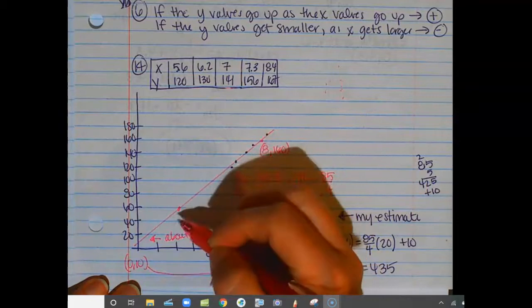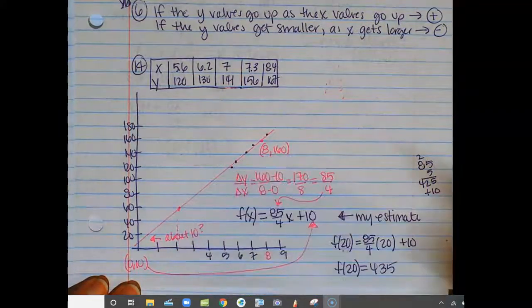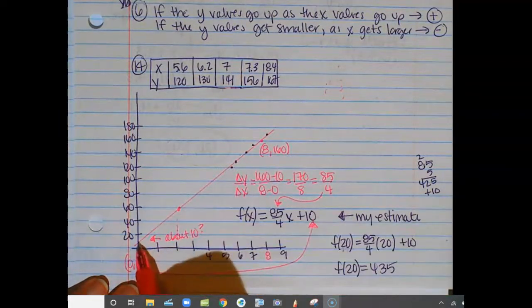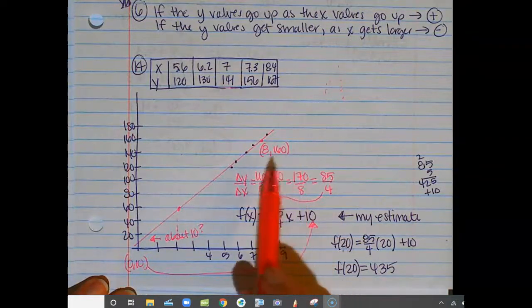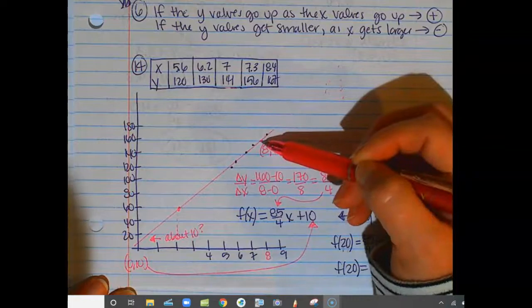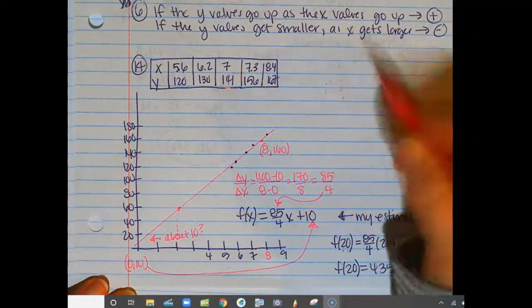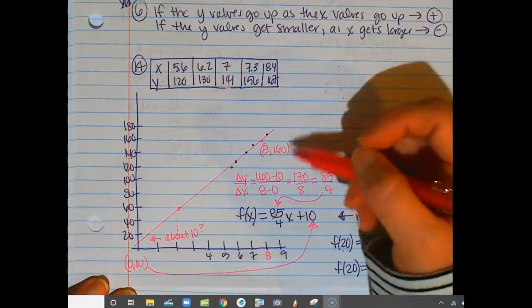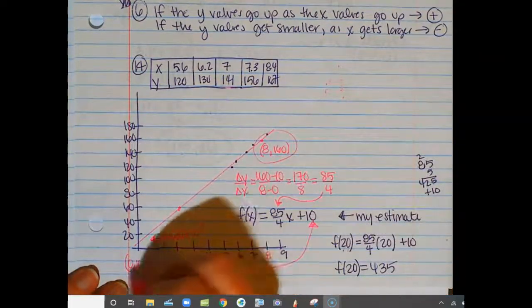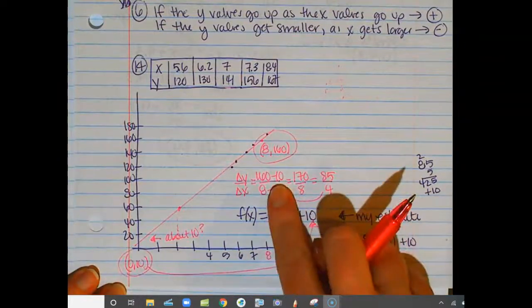To see. So I guess this was here. I guess this was about 10, so the point is (0, 10). I included that point. And I found this one over here that looked like it was about an 8. So I used these 2 points, (8, 160) and (0, 10). And that's where I found my change in y over change in x.